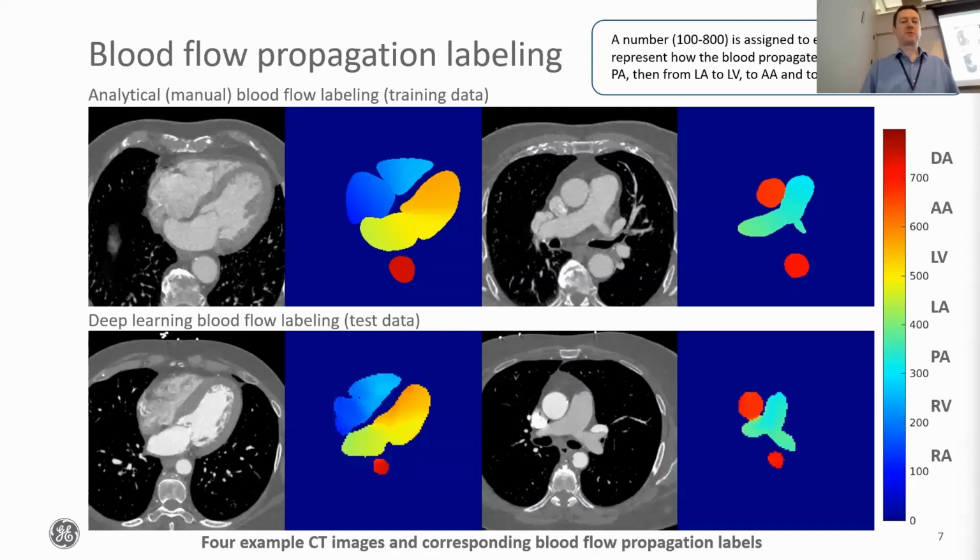Here on the top, this was generated based on an analytical process from our segmentations, and then these were used to train a neural network that generated outputs that look like this. You can see the bluer colors are the right side of the heart where the blood first enters after it's injected intravenously. The blood then goes out to the lungs and comes back later onto the left side of the heart and out into the aorta, where the ascending and the descending aorta have the biggest delay from injection, and so they show up as red here.